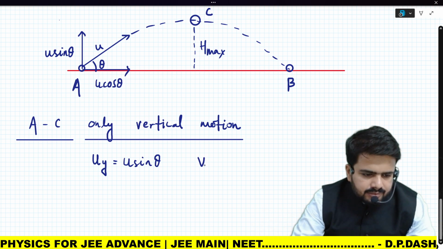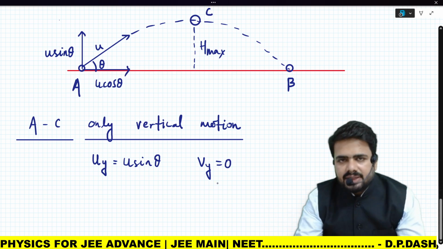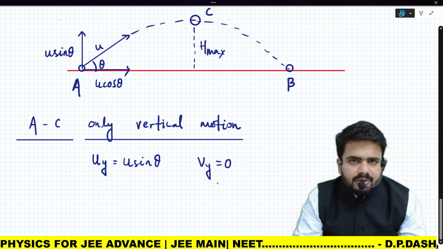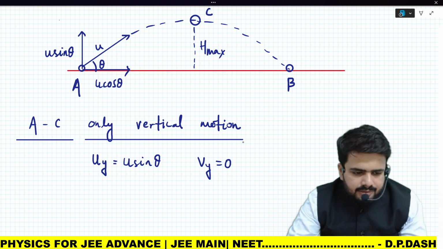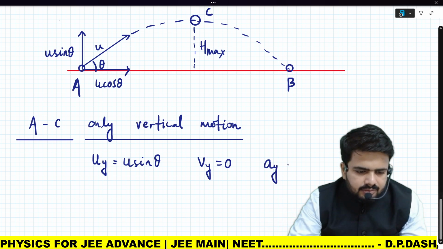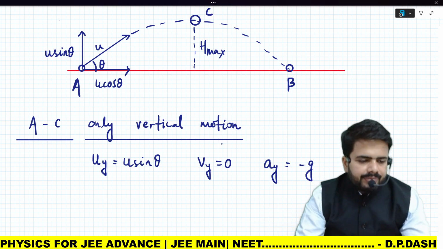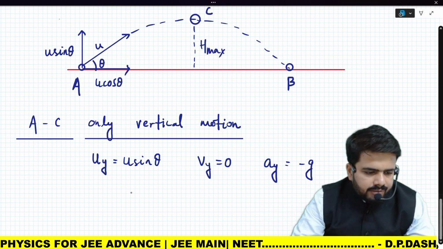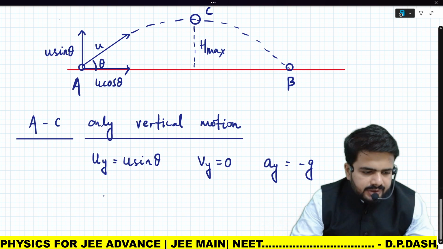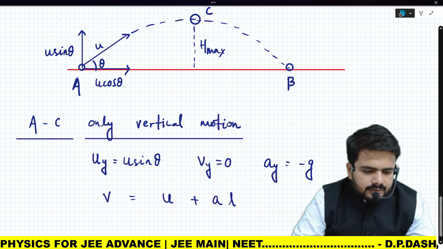Final velocity here along the vertical will be 0, because here I am considering my initial point as A and final point as C, and acceleration along vertical would be minus g, since it is acting in the opposite direction of u sin theta. So now here we can simply use the simple equation of motion, v equals u plus at, along the y direction.